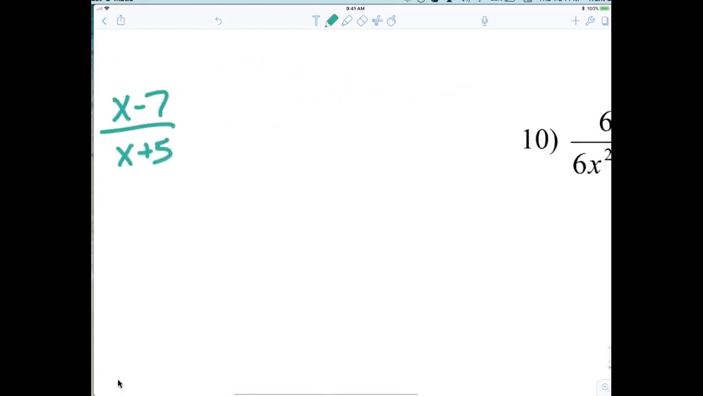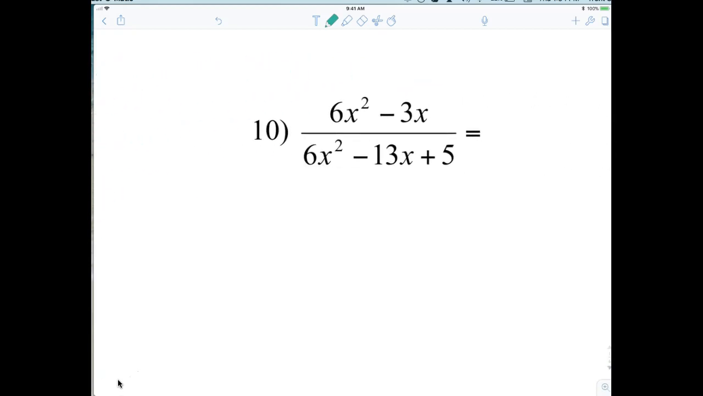Now, number 10. Again, always try to look for the GCF. And then I really want to show you something again, so I want you to pay attention. All right? So there's a GCF of what? 3x. Right? And you're left with 2x minus 1.